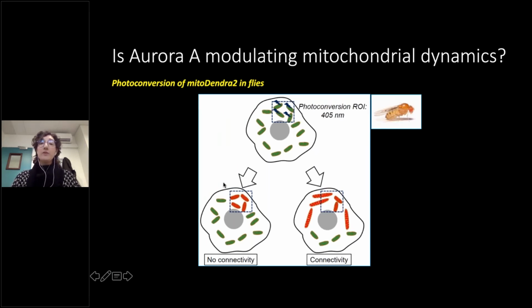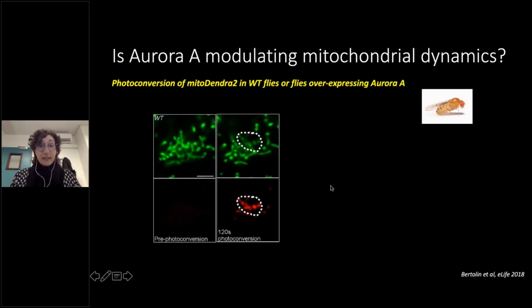And this is quite a visual and rapid readout of your mitochondrial connectivity, because if red remains in the photoconverted area, as in the first case here on the left, it indicates the mitochondria are not connected with each other, and therefore it infers on fusion and fission aspects of this network. Whereas if, like on the right side, you retrieve the red signal somewhere else in the cell and in the rest of the mitochondrial network, this indicates that the mitochondrial network is fused and mitochondria are connected. So this is exactly what we did in flies.